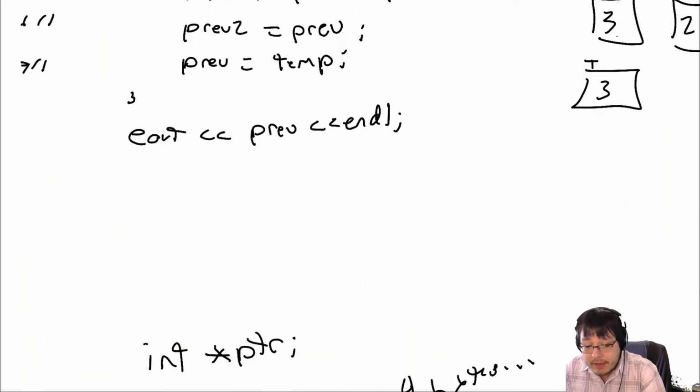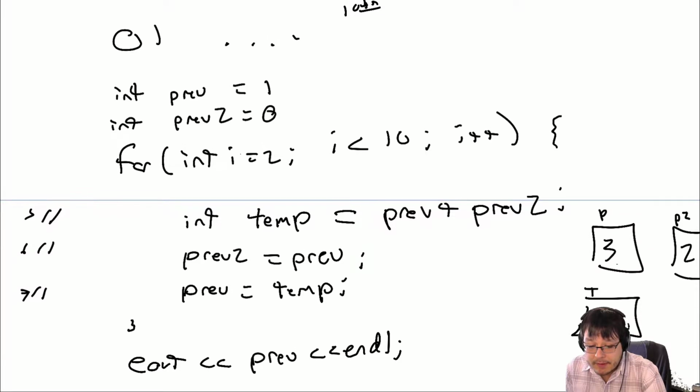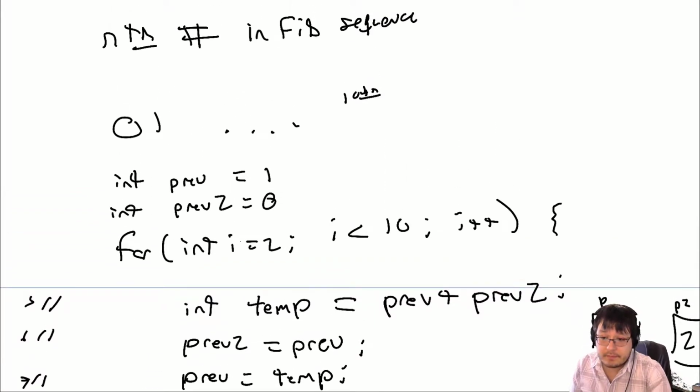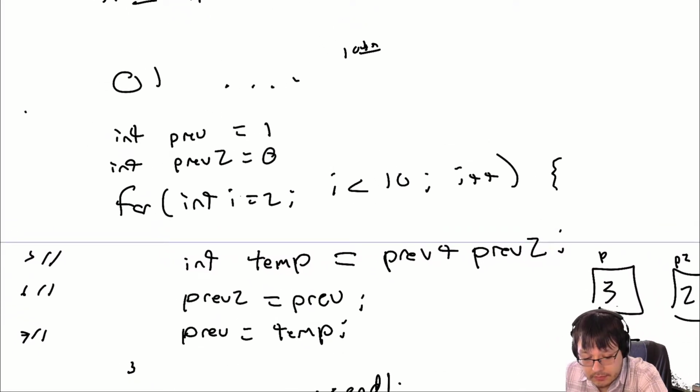Now, we could make this a function as we have it here. All we gotta do is basically throw in a little int. Let's say it's a value-returning function.